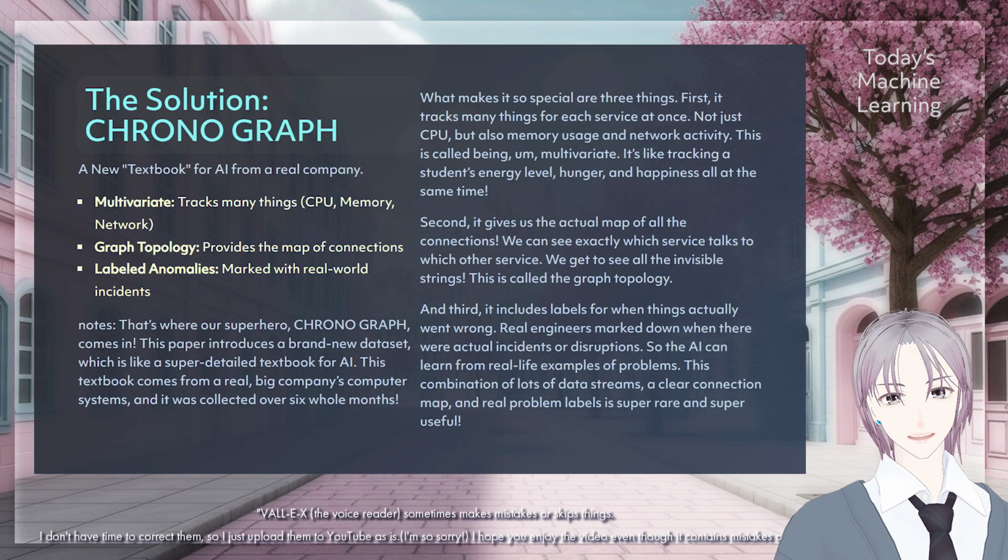That's where our superhero, CHRONO GRAPH, comes in. This paper introduces a brand new dataset, which is like a super detailed textbook for AI. This textbook comes from a real, big company's computer systems, and it was collected over 6 whole months. What makes it so special are 3 things. First, it tracks many things for each service at once, not just CPU, but also memory usage and network activity. This is called being multivariate. It's like tracking a student's energy level, hunger, and happiness all at the same time.